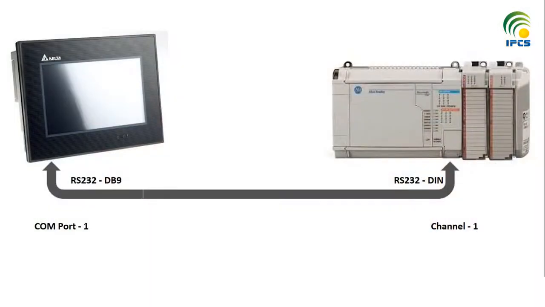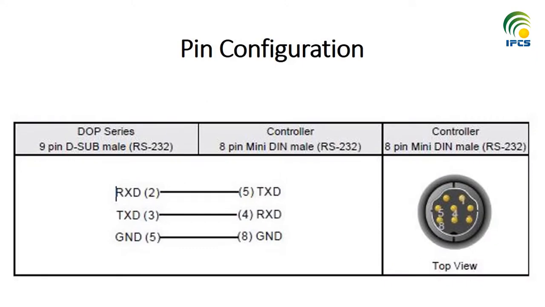In this video, we are going to show you how to communicate between Delta HMI and Allen-Bradley MicroLogix 1500 PLC. So let's start. Now you can see the Delta HMI and MicroLogix 1500 PLC. These devices are connected using an RS232 communication cable. In HMI, COM port 1 is used. In PLC, it is connected to channel 1. Check the pinout to connect between Delta HMI and an RS232 device.